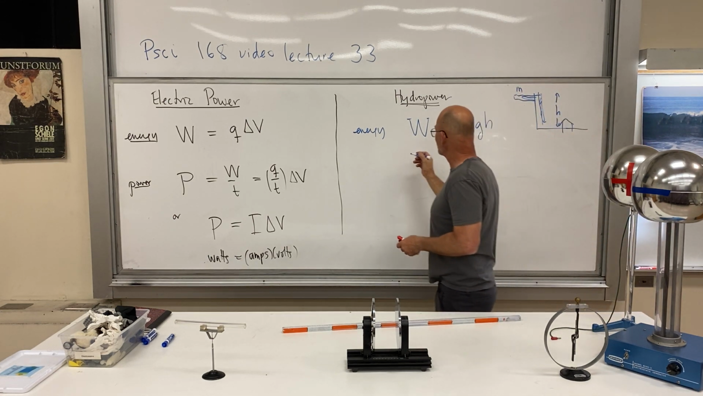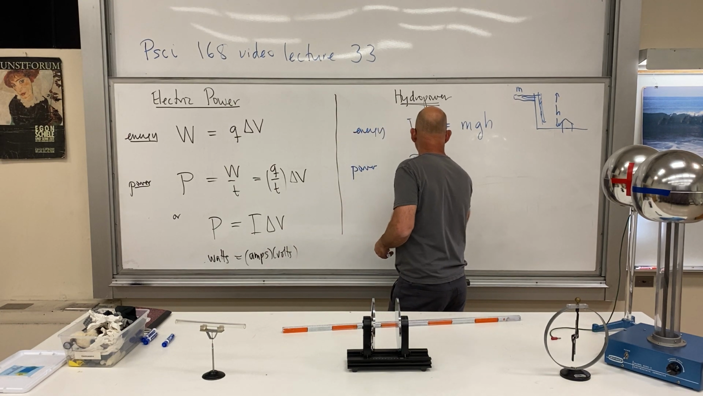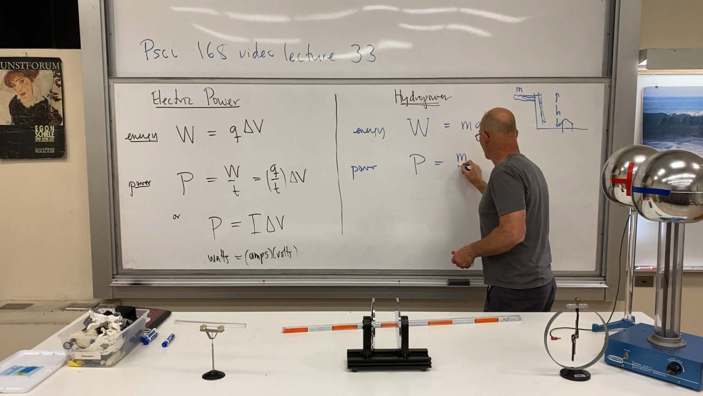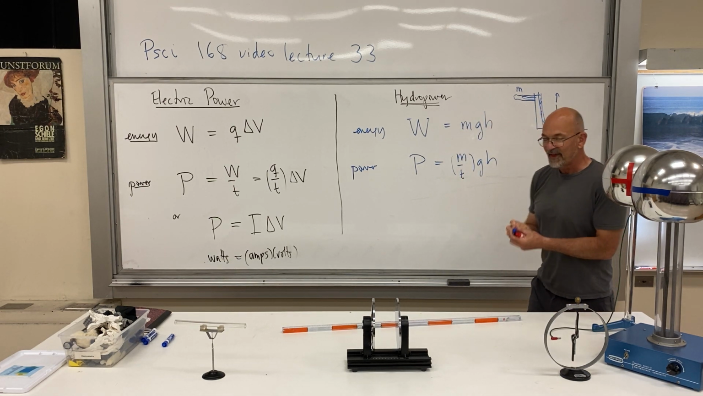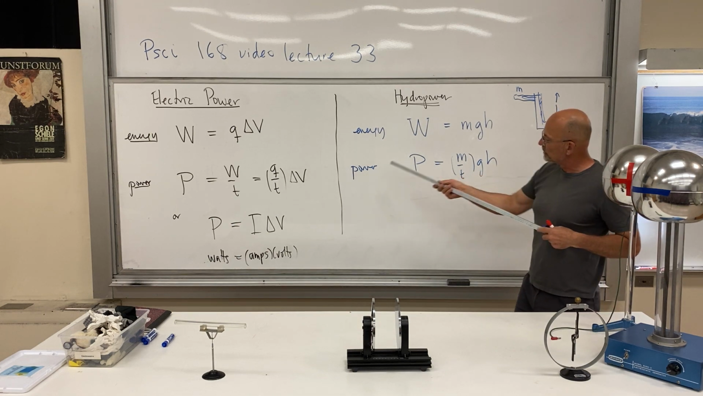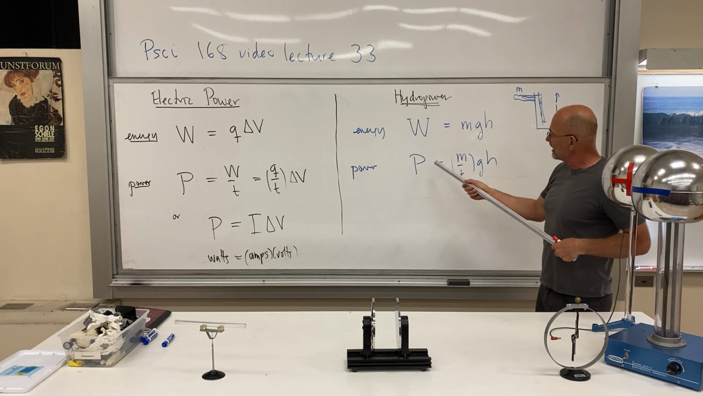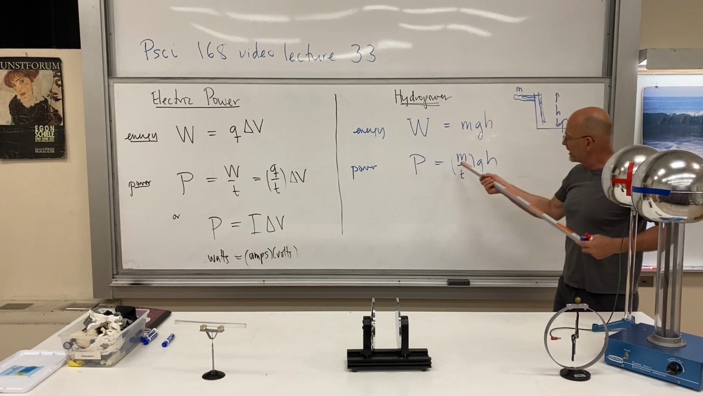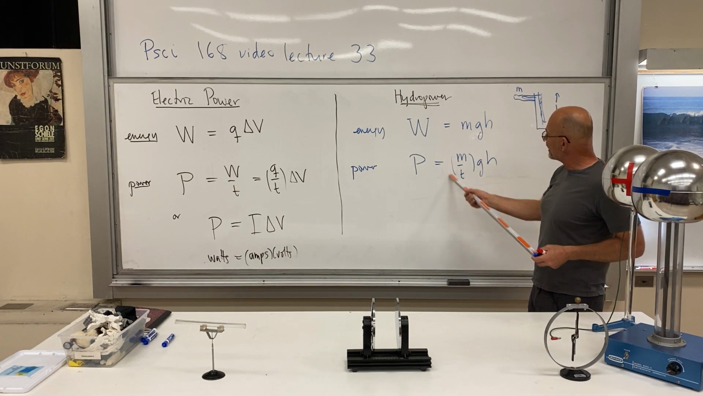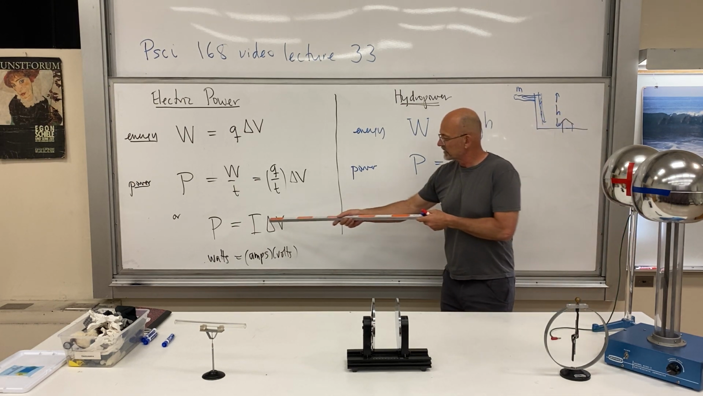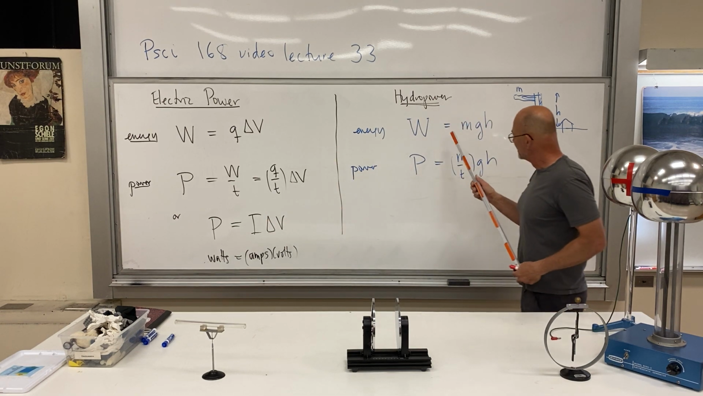So let's do our power formula. And you'll remember it was M over T times G times H. So that's a direct analogy. What do we have here? Q over T, that's the current, times the voltage. Here we have M over T, that's the flow rate. And we never gave it another letter. We could have given it a letter, okay? In electricity we do. We call it the current I.